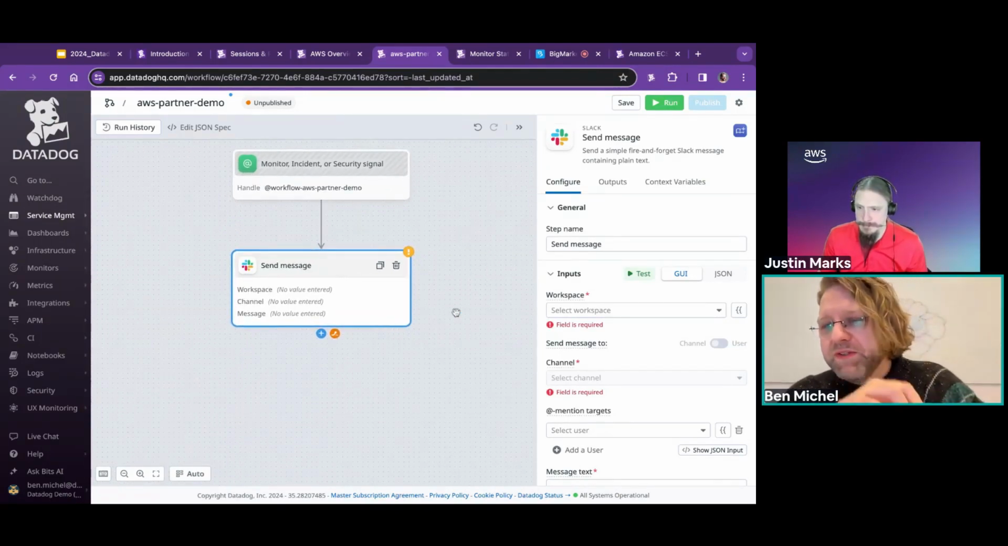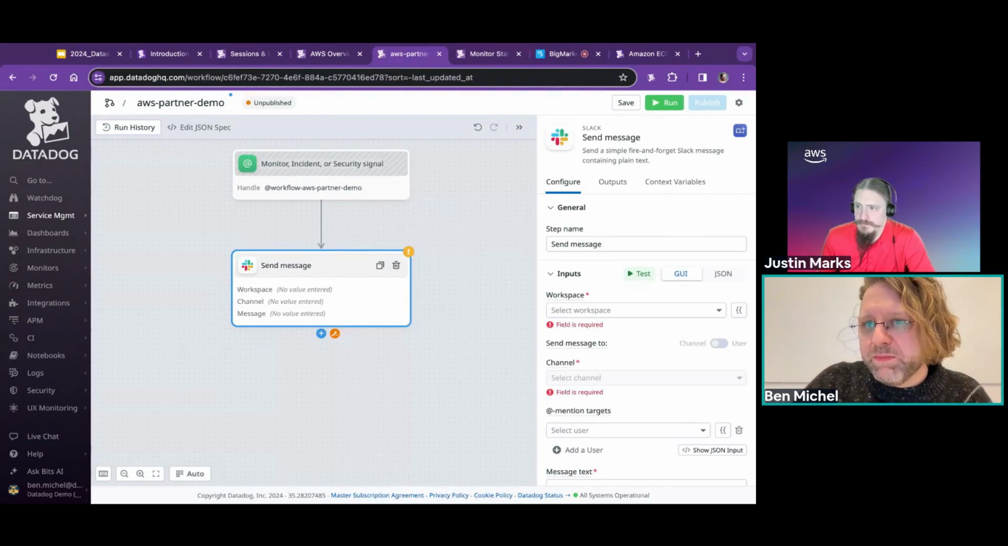Yeah. So we can send a message to Slack, and then we can input. Yeah, so we have about 2 minutes left here on the time. So I think maybe the best thing to do is to go ahead and show you a monitor that is set up to do this.